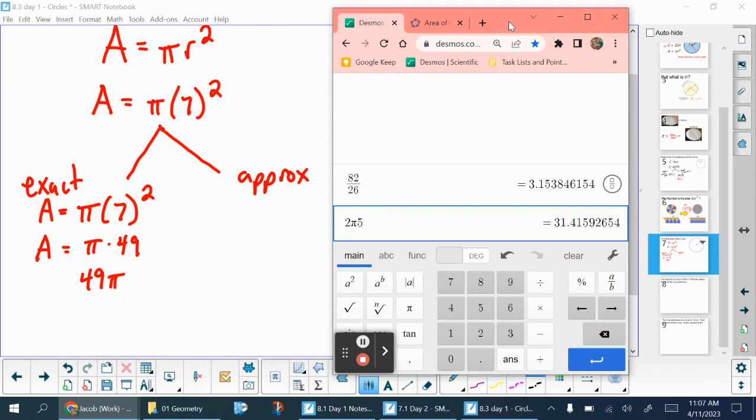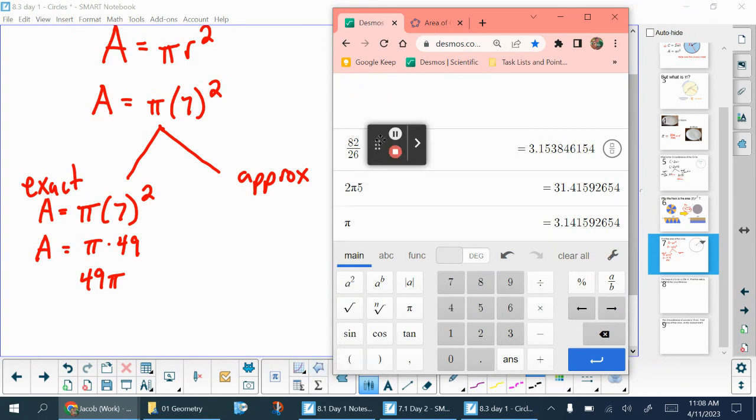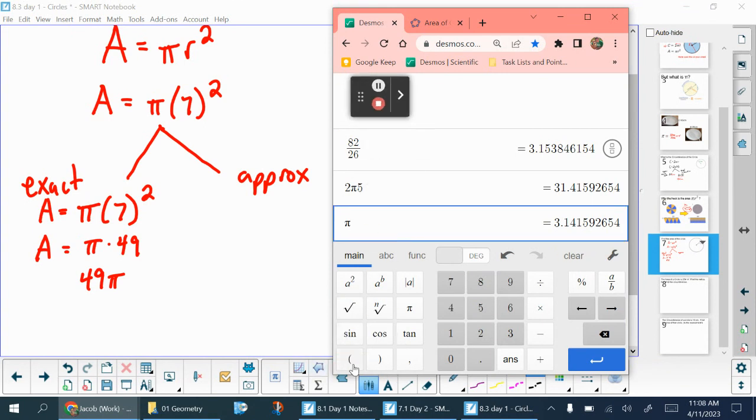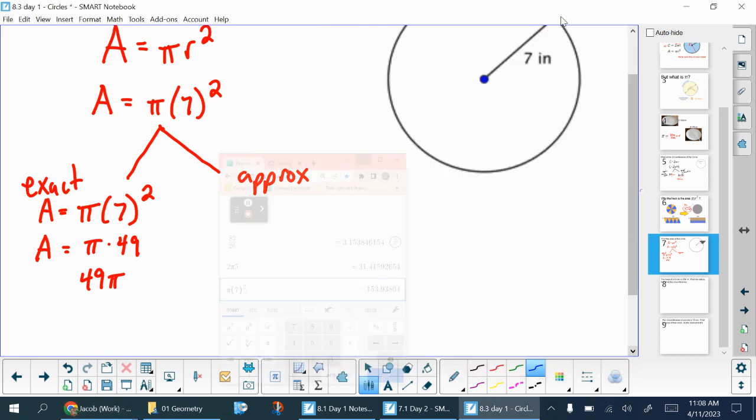If I'm going to do it approximately, I'm going to just grab Desmos, because why would I make this harder than it is? I need a calculator to do the pi anyway. I might as well just put the whole thing in my calculator. So I've got pi, and I'll go ahead and use the parentheses. Pi times 7 squared is 153.9, rounding it to the nearest tenth.